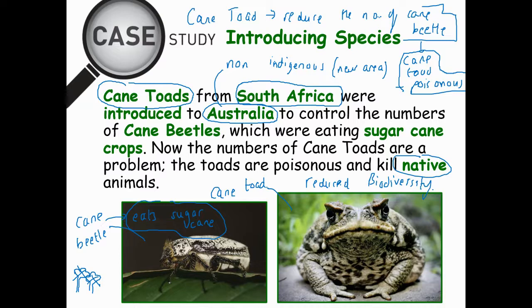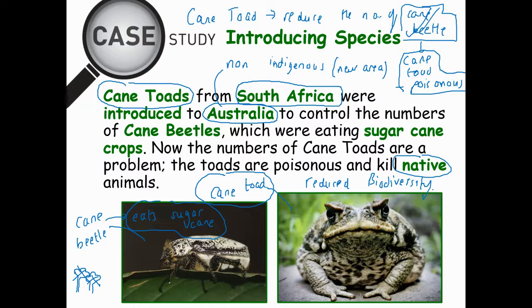Now, what's the problem with the cane beetle? Well, it ate all the sugar cane, which was a pest, yeah? So what the Australians did was they thought, right, okay, let's introduce the cane toad from South Africa, the non-indigenous species. Great, what did the cane toad do? Ate the cane beetle, that's what we wanted.